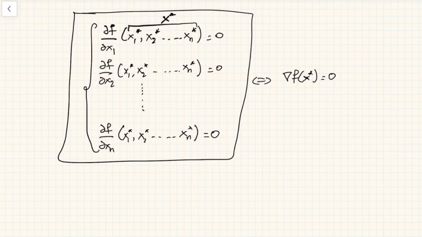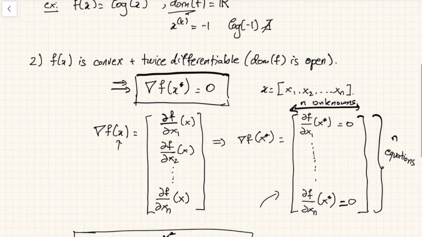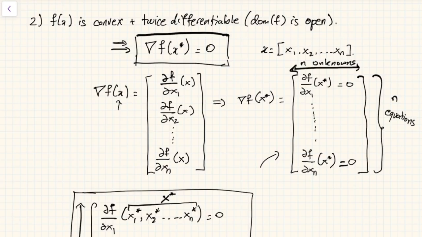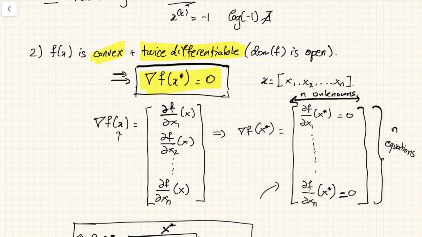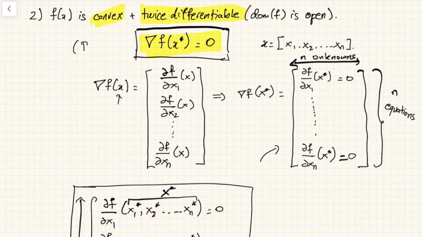These are my vector x star. And the gradient is all of this, all the partial derivatives taken with respect to each and every variable. Again, I'm going to repeat this one more time. Since we assume that f of x is convex and twice differentiable, those two conditions enable us to go from minimizing f of x, this unconstrained minimization problem, to here. In other words, solving P is the equivalent of setting the gradient of f to 0.